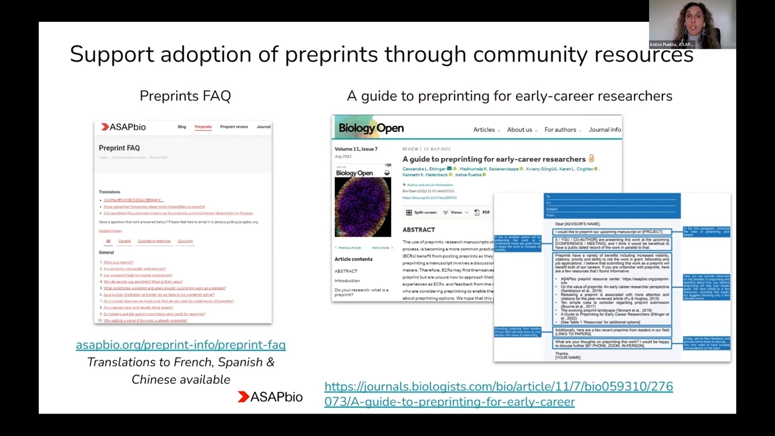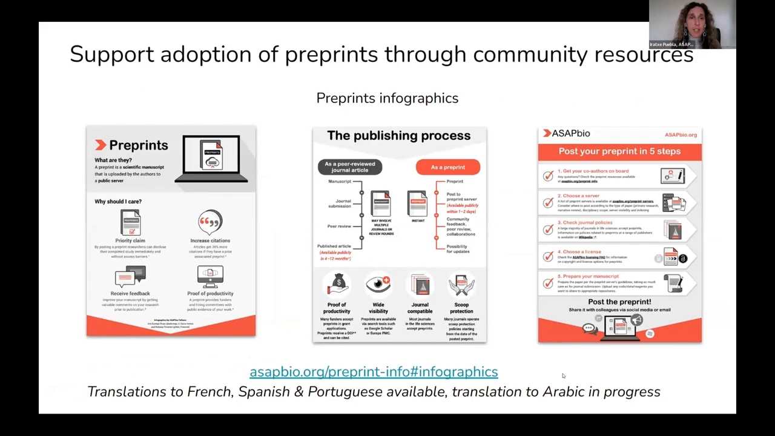So it is a guide that was developed with early career researchers in mind, and it has some practical tips and resources, for example, a template guide for emails to reach out to your supervisor or collaborators to discuss whether you should preprint your next paper. And another resource that I very much wanted to highlight is the fact that we have a number of preprint infographics on the ASAP Bio website.